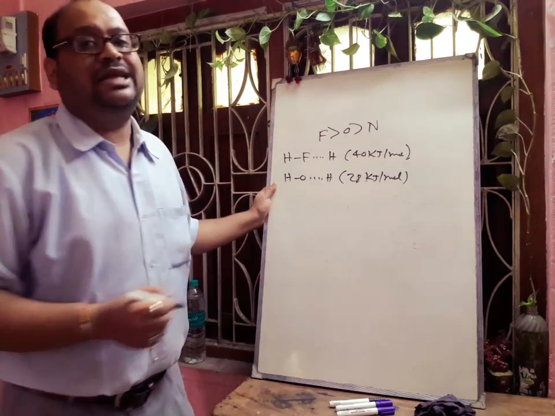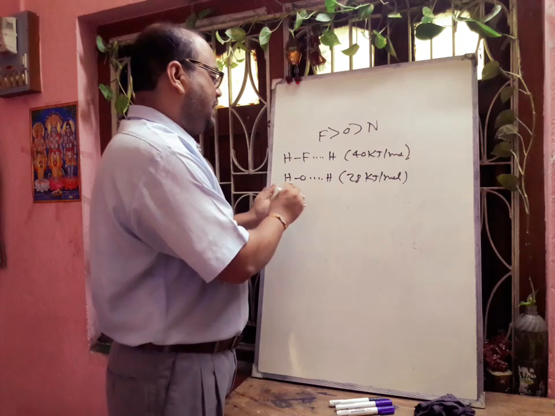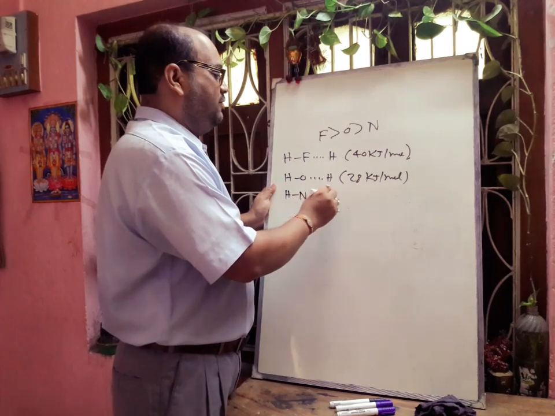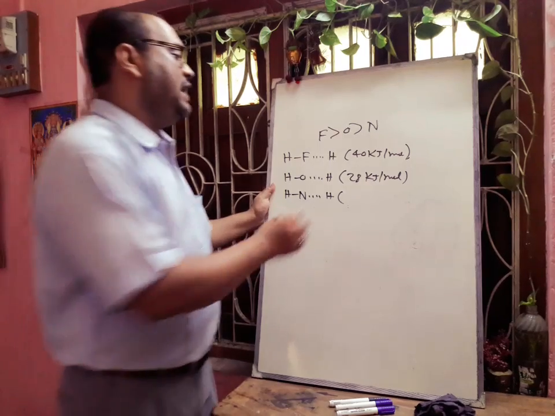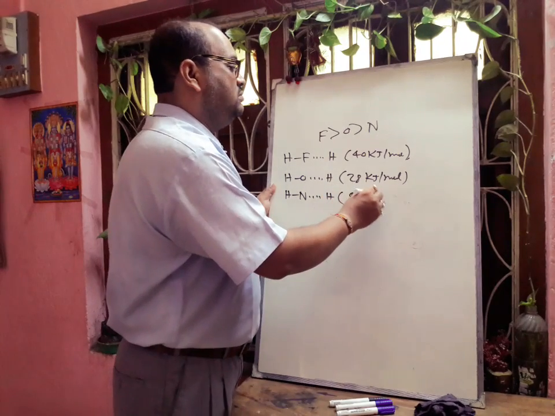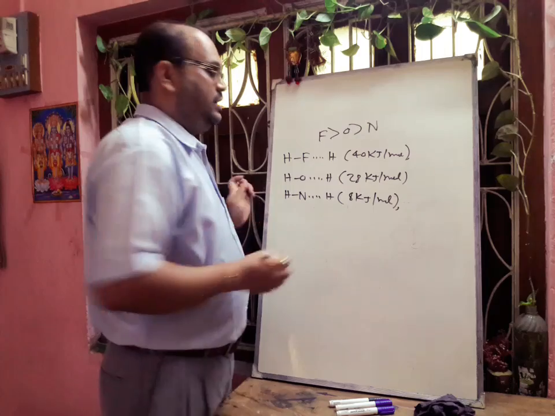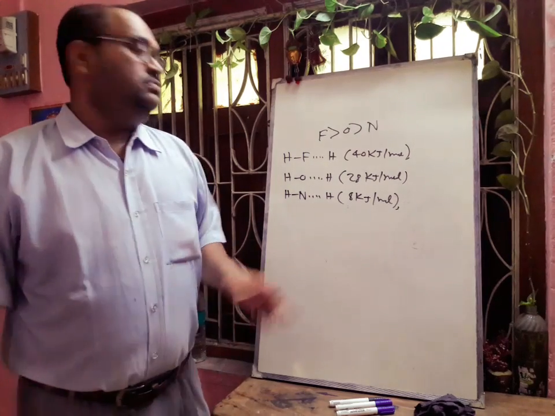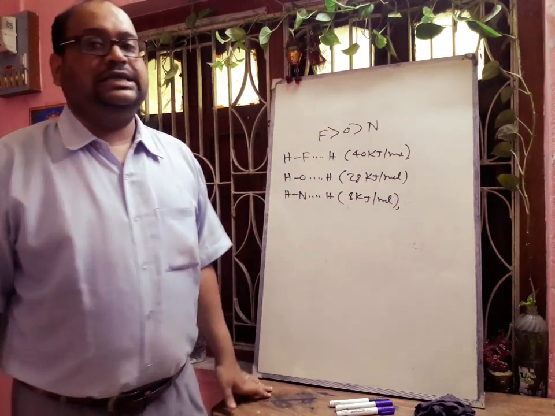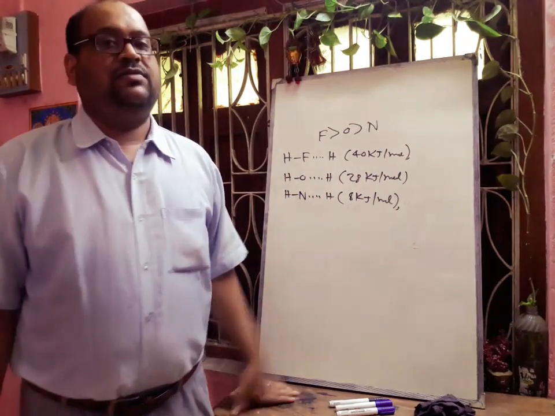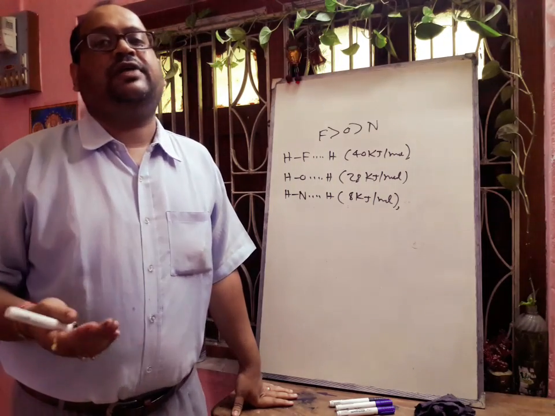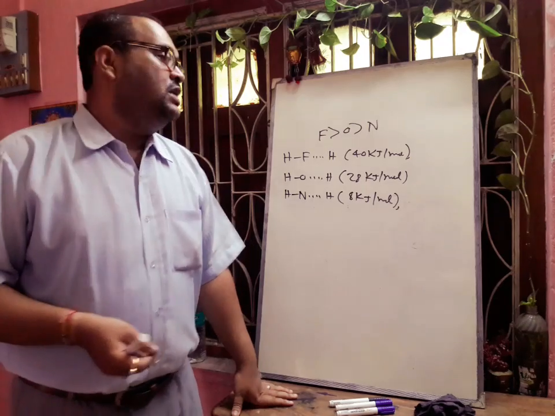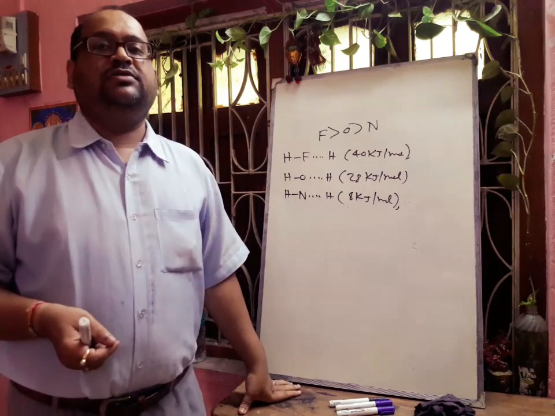But if we think about nitrogen, when nitrogen bonds with oxygen, when it forms a hydrogen bond, the bond energy will be very low, around 8 kilojoule per mole. From here we can easily compare with the covalent bond. In case of a covalent bond, the energy will be around 300 to 400 kilojoule per mole. So a hydrogen bond is much weaker compared to a covalent bond.